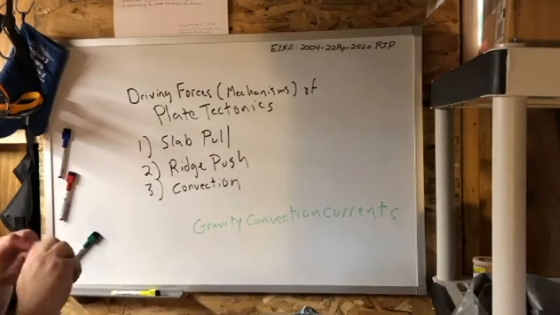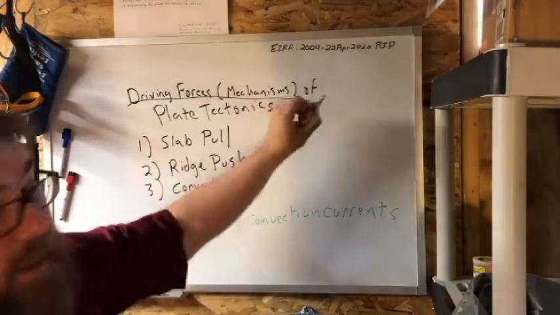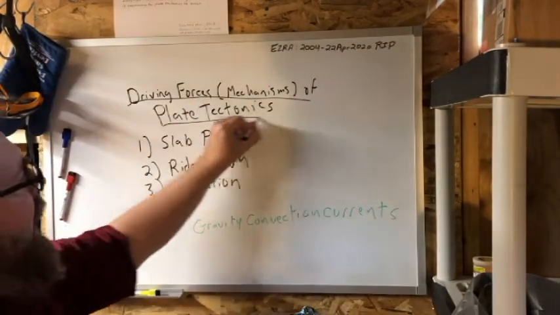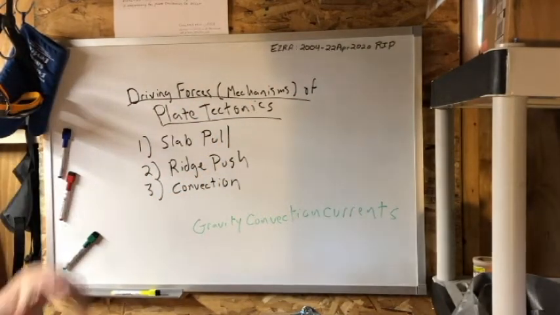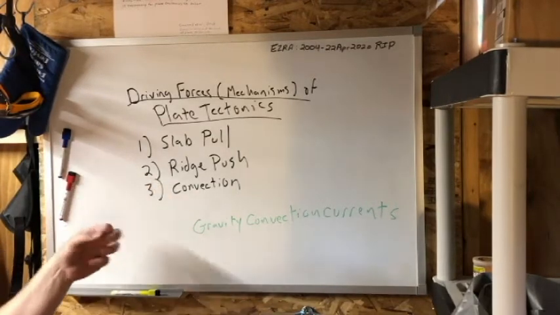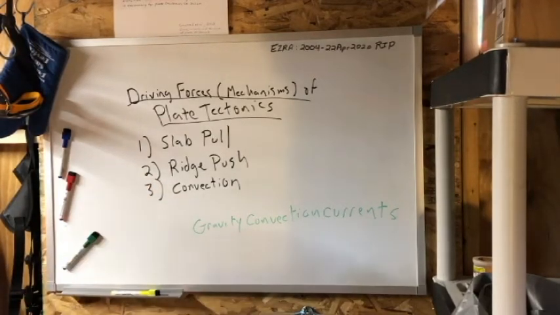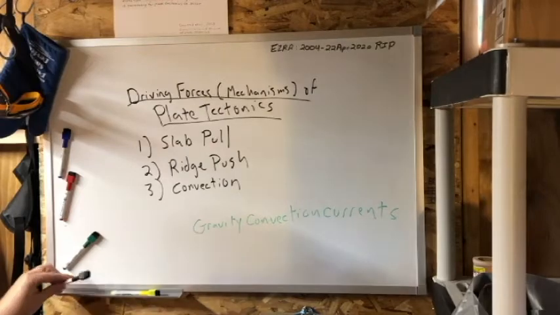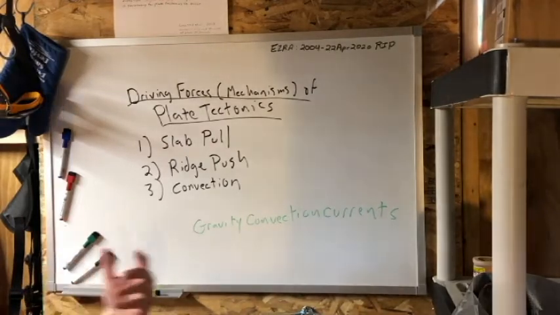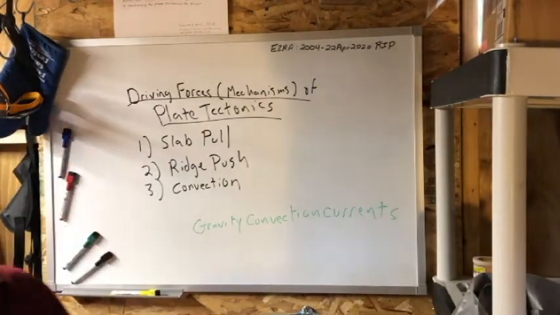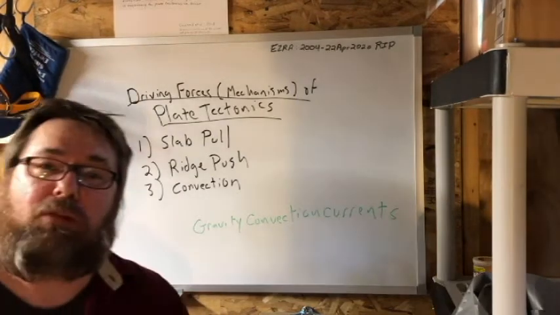Here we have the driving forces, mechanisms of plate tectonics. There are three: slab pull, ridge push, and convection, which occurs within the mantle, which is a solid. Steve, how does convection occur within a solid? Well, the lithosphere and crust is rigid. I'm going to show you how something can be both plastic and rigid.